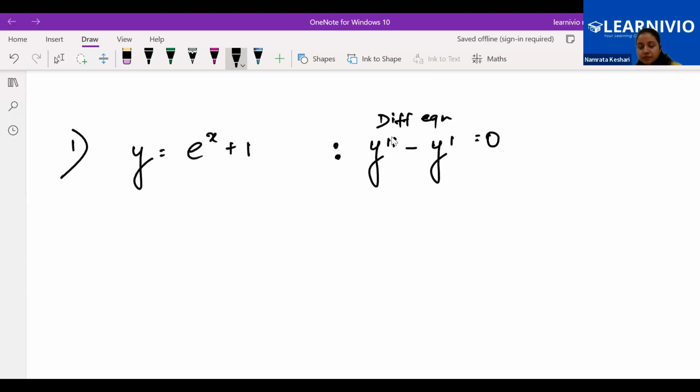Ma'am, e to the power x plus 1 is equal to... oh, no. Yes, what are you getting? Yes, ma'am, it's 0. Let's check it. Y dash will be e to the power x plus 0. And y double dash will be? E to the power x. Yeah, it will be 0.